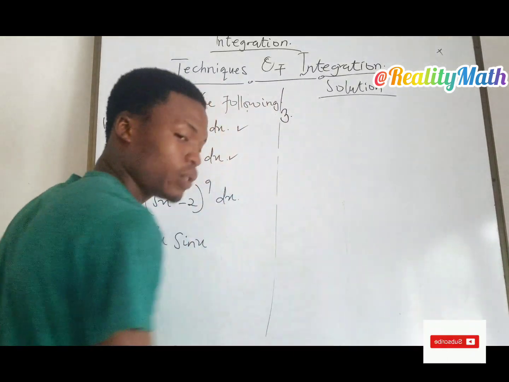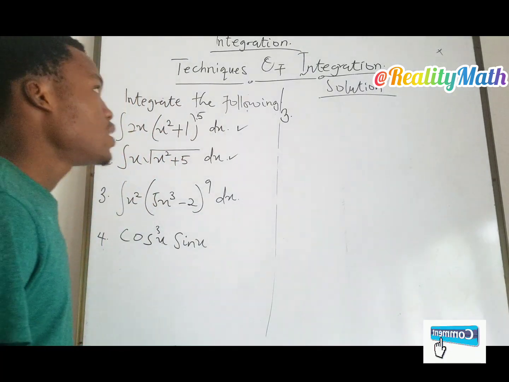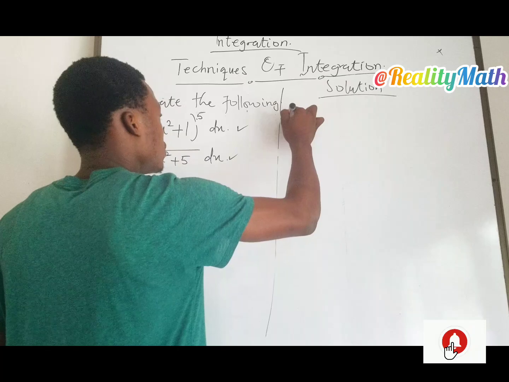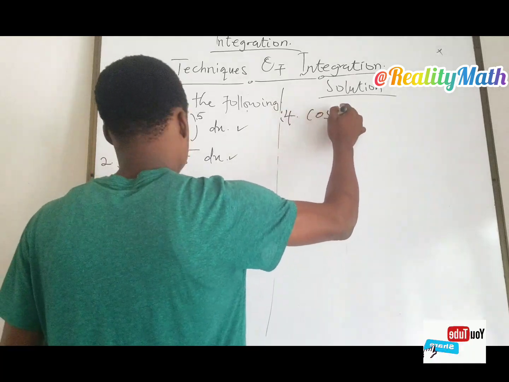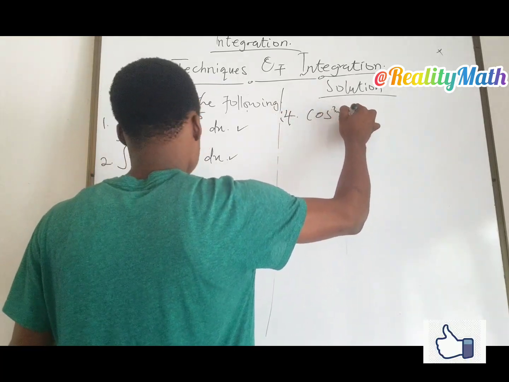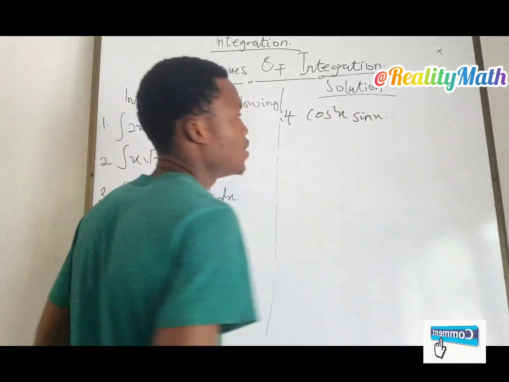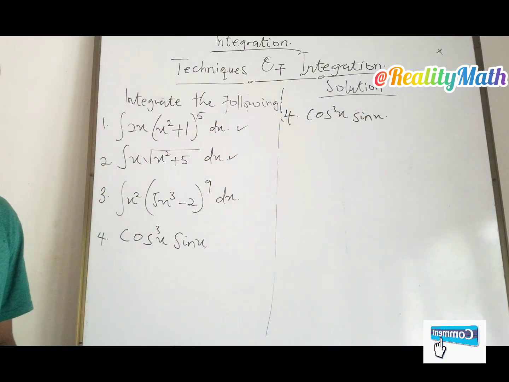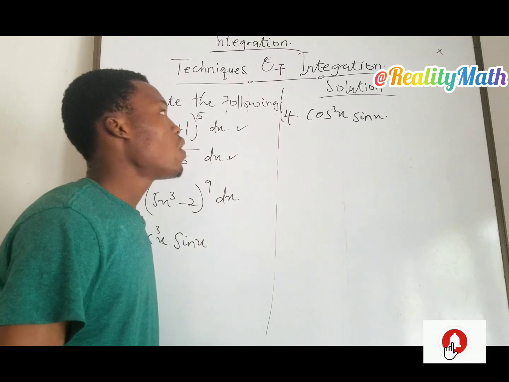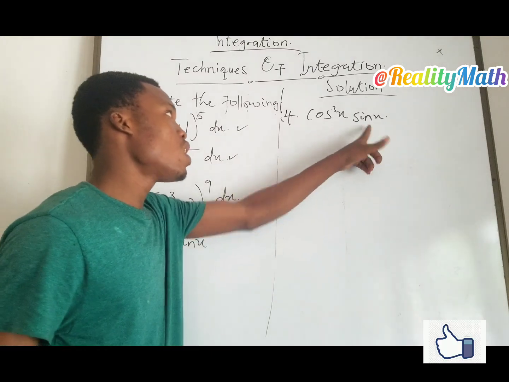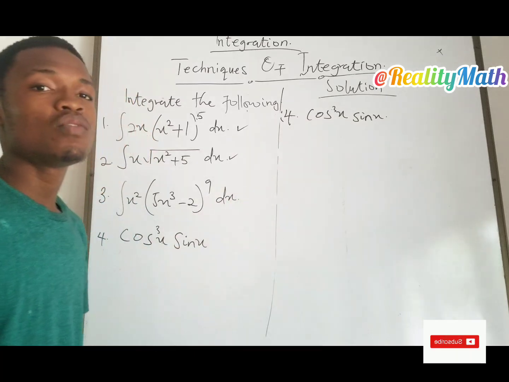Okay, so this is trig integration. So let's see, question 4 is saying cos cube x sine x. Now from this, what can we let to be our u? And what is the concept? Why should we let maybe this to be our u, or why should we let this to be our u?